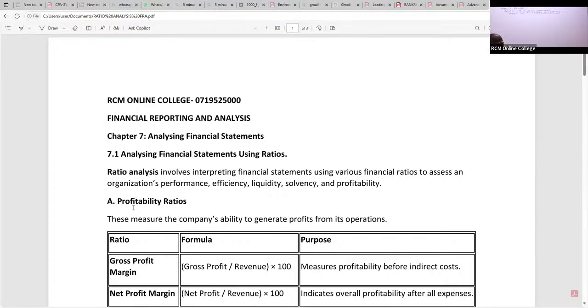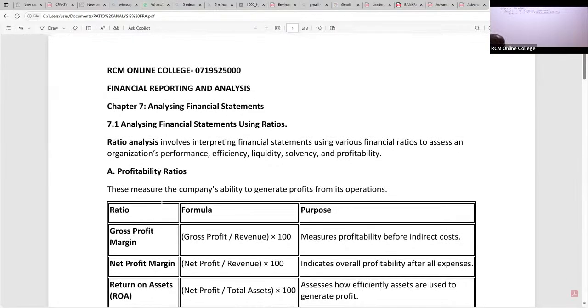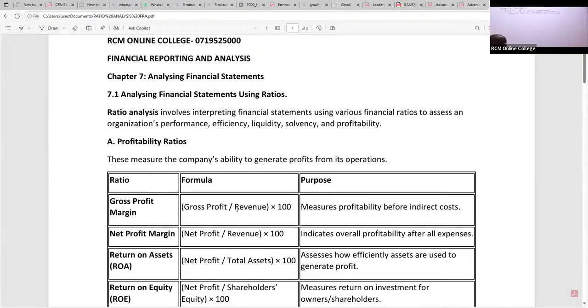So we start with the profitability ratios. I've given you all the formulas and the purpose of each of these ratios. If it is GPM, how do we get gross profit margin? We take the entire gross profit, divide this by revenue, and change it to a percentage. This measures the profitability before any indirect costs.